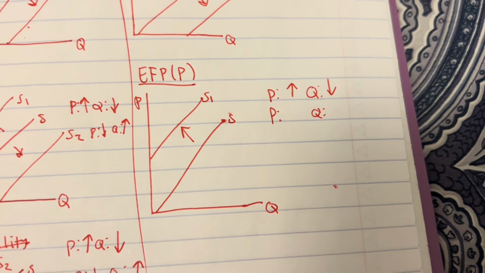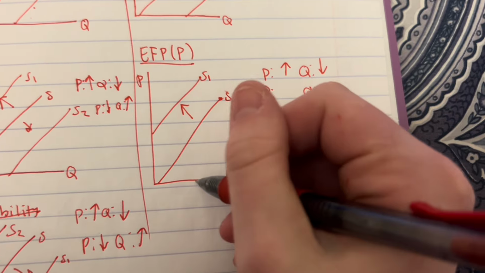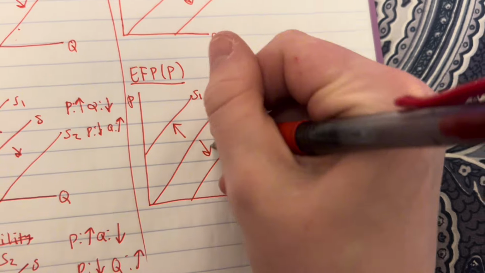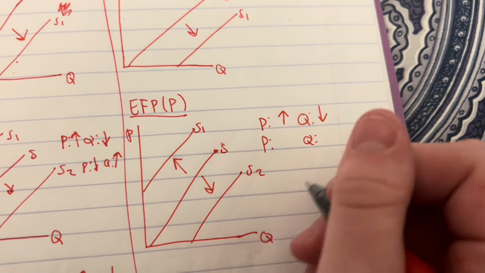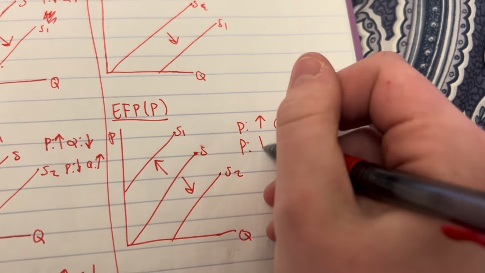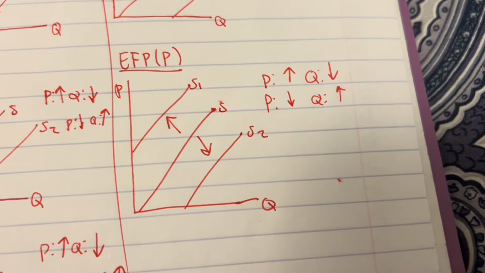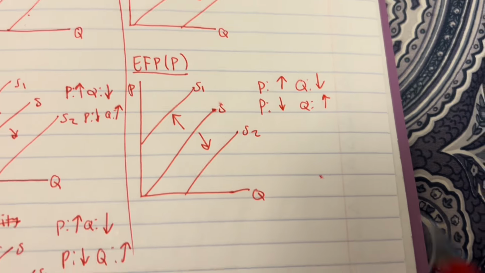The opposite would happen if producers expected the price to drop. It would shift to the right and the prices would go down, but the quantities would go up. That's because they're going to try to sell more products while they have higher prices.